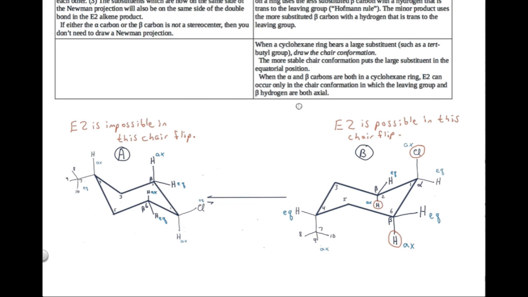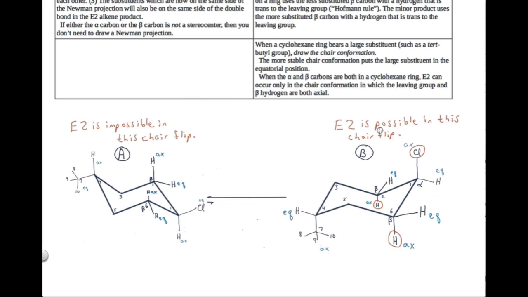Equatorial is good, so to speak, if you're trying to figure out the more preferred chair flip for the large substituent. But axial is good, so to speak, if you're trying to figure out the right positions that the leaving group and the beta hydrogen have to be in order for E2 to occur. So rather than saying that equatorial is good or axial is good, you have to memorize the actual ideas. The more stable chair conformation puts the large substituent in the equatorial position. And E2 is possible only when the leaving group and the beta hydrogen are both in axial positions.